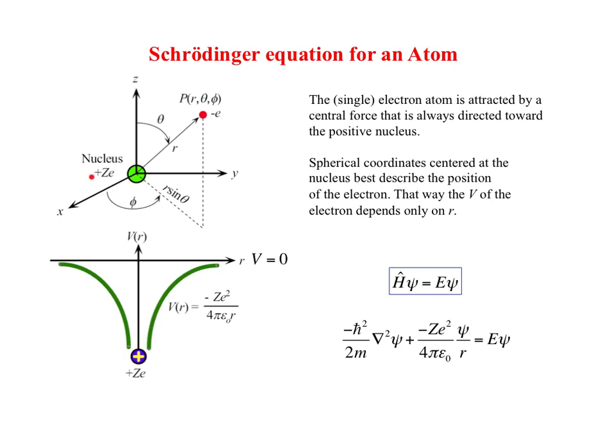Here Z is the number of protons in the nucleus, where Z is 1 for a hydrogen atom. Because the Coulombic force and potential depend only on the distance r between the nucleus and the electron, and not the angle, spherical coordinates will best describe the position of the electron. We will put the nucleus at the origin of our coordinate system.